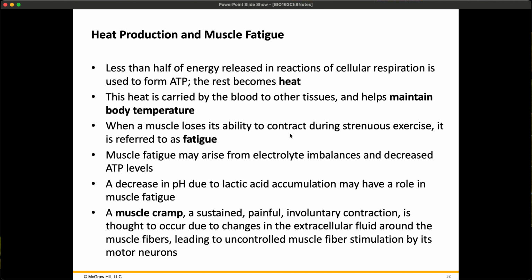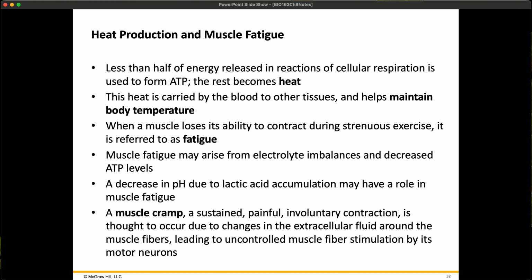When a muscle loses the ability to contract, it starts to experience fatigue. That can be from electrolyte imbalances. Maybe your body does not have enough electrolytes: sodium, chloride, calcium, potassium. And so you start to have a decreased ability to produce ATP. You can also have a decrease in pH from lactic acid that can start to increase your muscle fatigue.